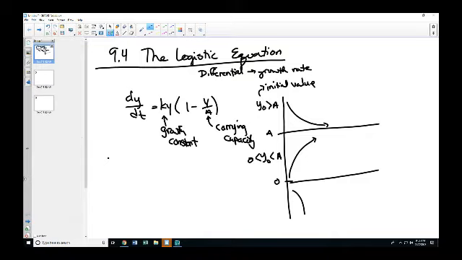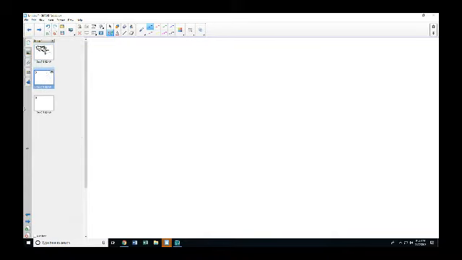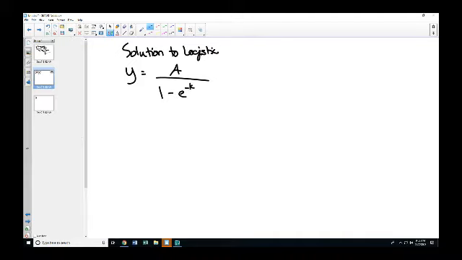So you don't have to do the separation of variables? No, you don't. So here's the solution to the logistic. You plug your A in, you plug your K in, and then if you need to, you can calculate your constant value based on an initial value.